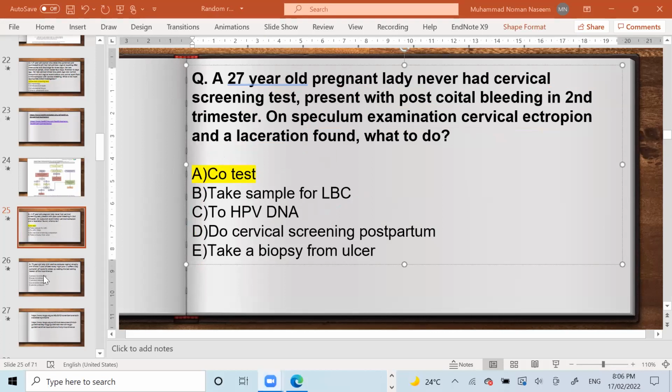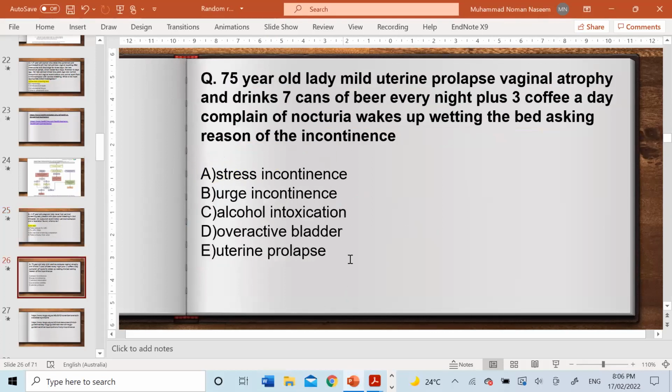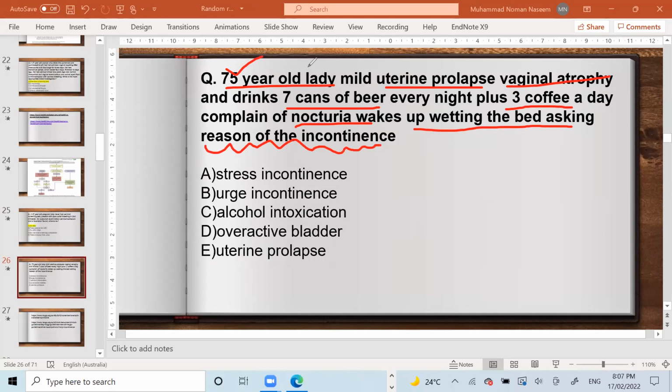All right. Our next question is, a 75-year-old lady with mild uterine prolapse and vaginal atrophy because she is postmenopausal. She drinks 7 cans of beer every night and 3 coffees a day. She complains of nocturia and wakes up wetting her bed. And she's here in the GP clinic asking you about the reason for her incontinence.